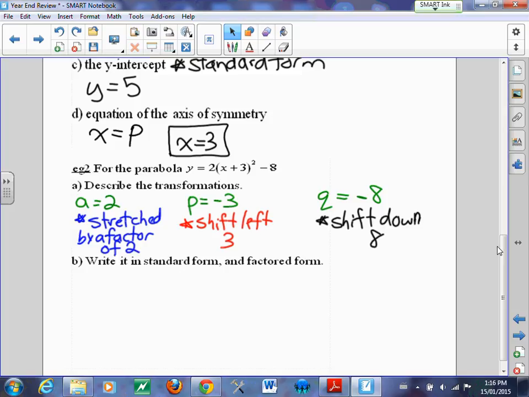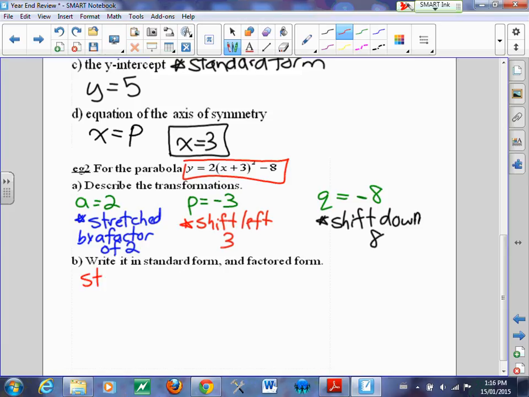All right, last question. Write it in standard form and in factored form. So first of all, what form of the quadratic is it given in? It's given in vertex form. So to get from vertex to standard, let's do that one first. To get to standard form, you just simply expand.